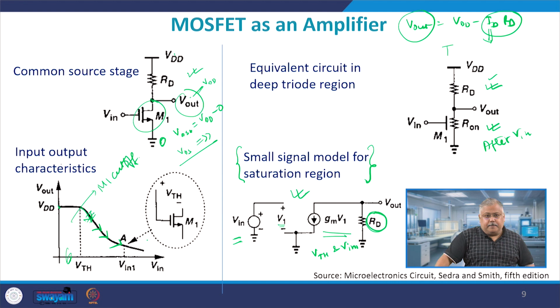Therefore, if you want to see the gain at this particular point, change in V out is 0 almost. So, my gain is very low at these initial stages. At subsequent stages, the gain becomes large as I move along, right. So, this is a basic functioning of MOSFET as a basic amplifier.